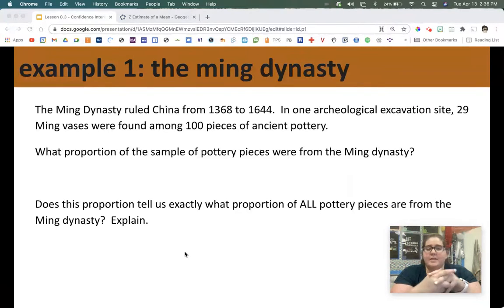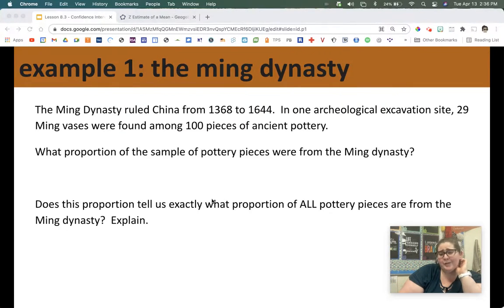So this example says the Ming Dynasty ruled China from 1368 to 1644. And in one archaeological excavation site, 29 Ming vases were found among 100 pieces of ancient pottery. So we're talking about the proportion of the pottery pieces that are from the Ming Dynasty. So our first question here says, what proportion of the sample of pottery pieces were from the Ming Dynasty?